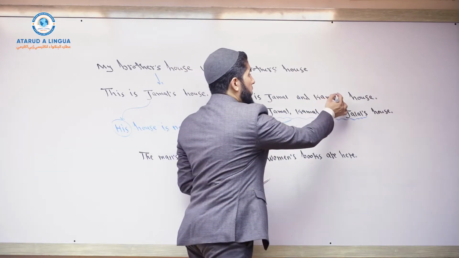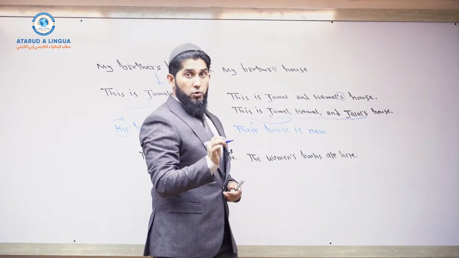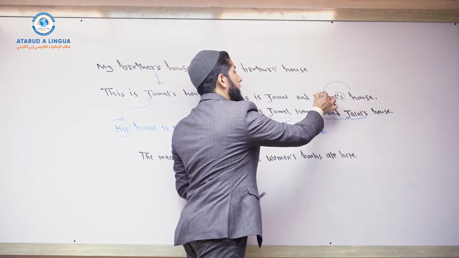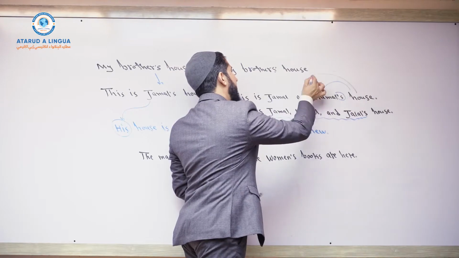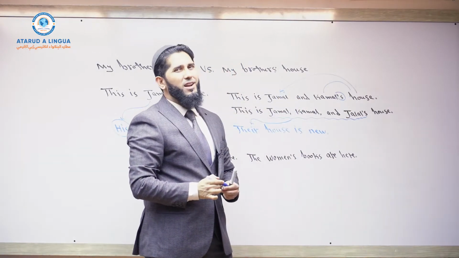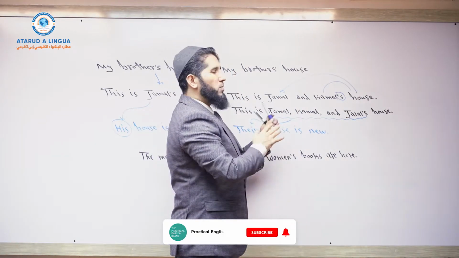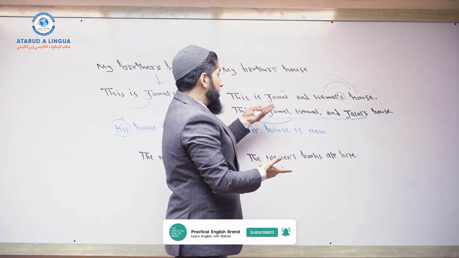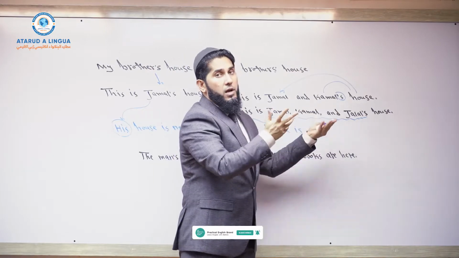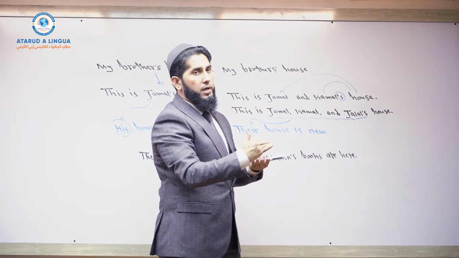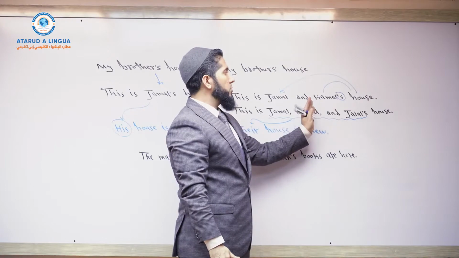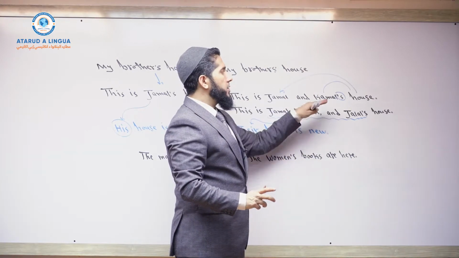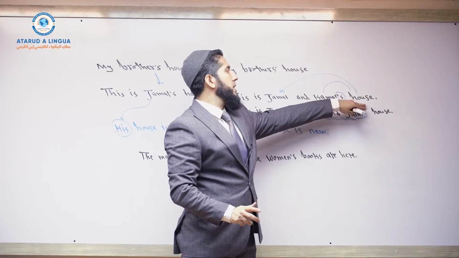Now, this apostrophe s shows the ownership of the house to both Kamal and Jamal. It's not like we use apostrophe s with each noun. This is Jamal's and Kamal's house. You don't have to do that. Just add apostrophe s to the last proper noun and it shows the relationship of whatever that is to both nouns.